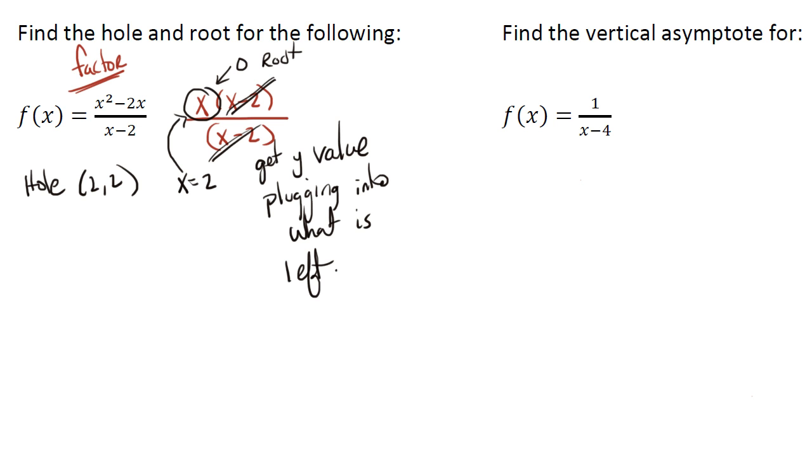Originally, it could have been 0 or 2. But the 2 is a hole, so it's not a root. So therefore, it's just x is 0. And that's from the graph. We saw that also. That's where it crosses the x-axis. Let's try another one. Find the vertical asymptote.